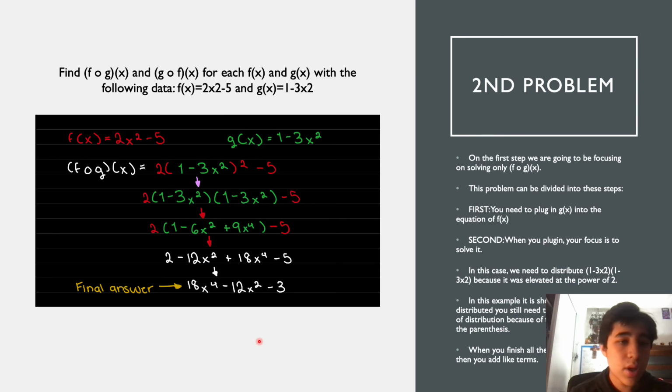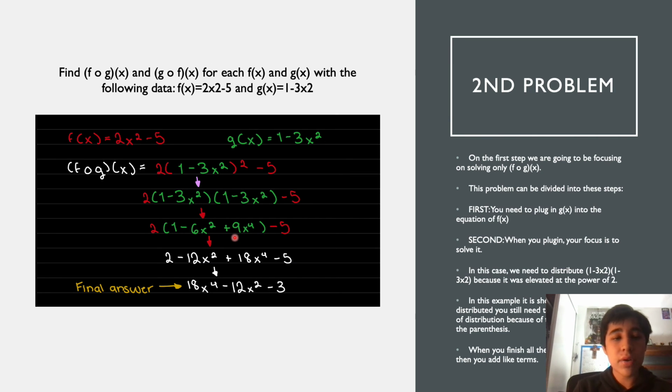As you can see, in f of x, whenever we see an x, we plug in all of this equation. So 2 times parentheses 1 minus 3x squared, close parentheses squared, minus 5. Second, when you plug in, your main focus is to solve it. So we need to distribute this because of the power of 2, which will equal 1 minus 6x squared plus 9x to the 4th power.